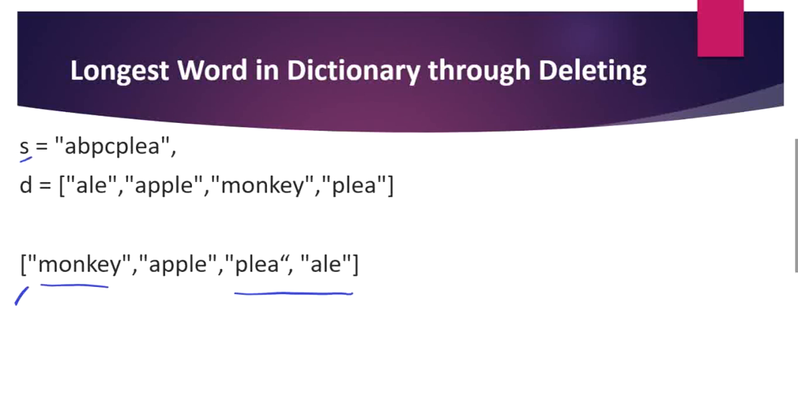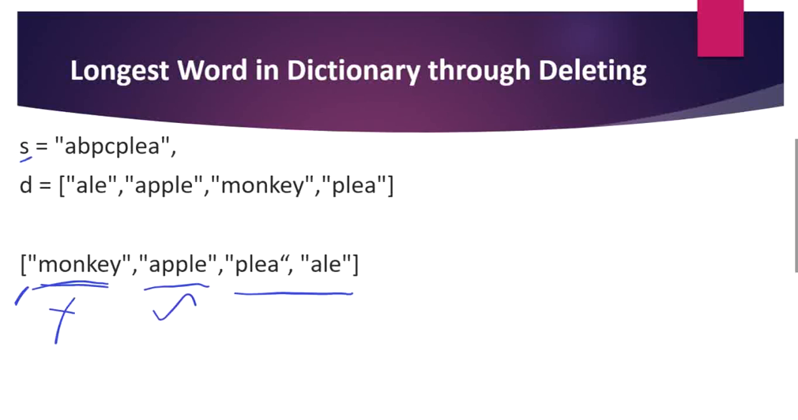So by using that, first checking whether monkey can be formed. No, monkey cannot be formed. The second string is apple. Whether apple can be formed from string s. Yes, it can be formed. So this is going to be our output. We don't have to check the rest of the strings. So instead of checking longest common subsequence, because finding longest common subsequence is extra work we are doing, we don't actually need that for this problem.